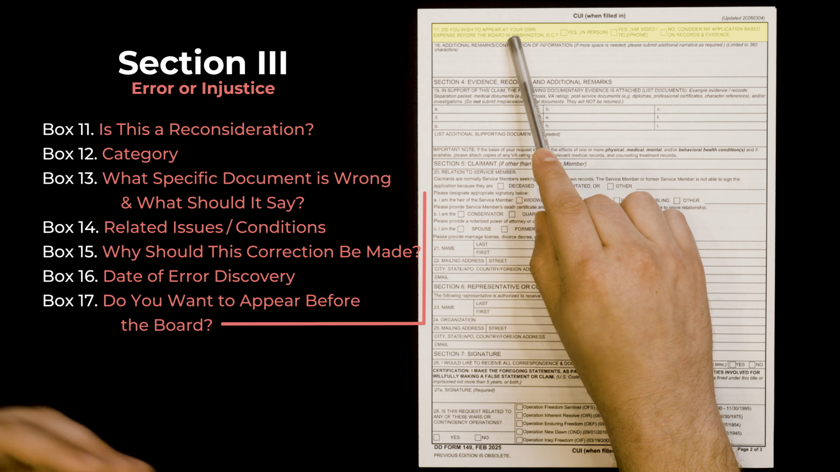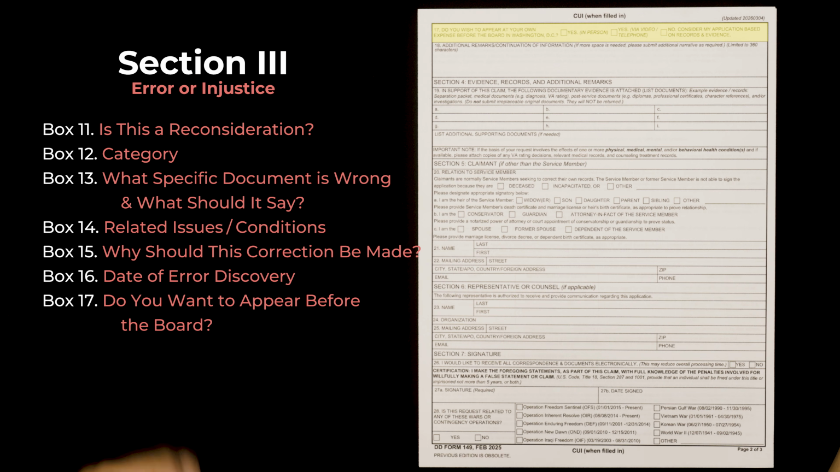Box 17 asks whether you want to appear before the board in person, by video, or waive a hearing entirely. Most straightforward corrections don't need a hearing, but if your case involves credibility questions or a complex set of facts, requesting one can work in your favor.